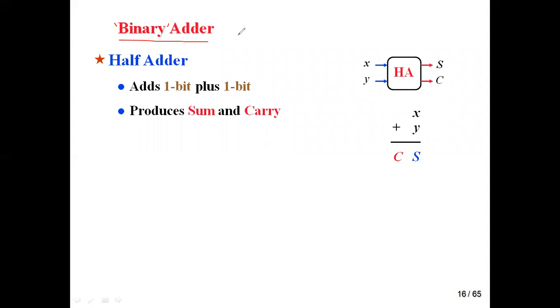So what is meant by adder? In mathematics, adder means addition. Addition means adding two digits. Similarly, here also the addition is for binary bits. Based upon this, we are going to design a combinational circuit. The first one is the adder circuit. What we are going to discuss today is adder.